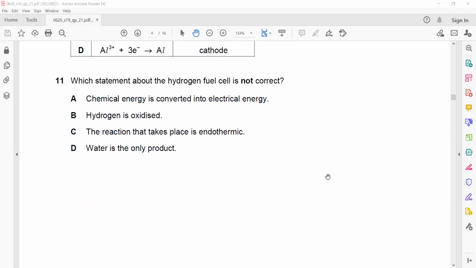Yes, that's right. The oxide ions lose four electrons to get one oxygen molecule. Which statement about a hydrogen fuel cell is not correct? Basically, what happens in a fuel cell is that hydrogen and oxygen react with each other and form water. This is the main reaction in a fuel cell.